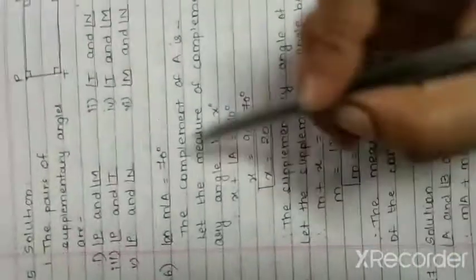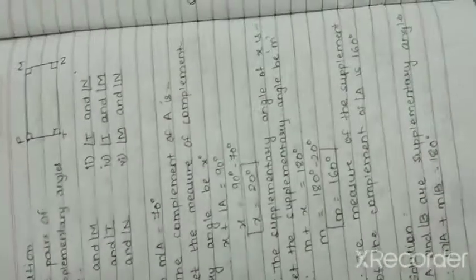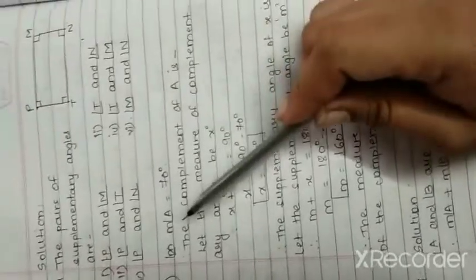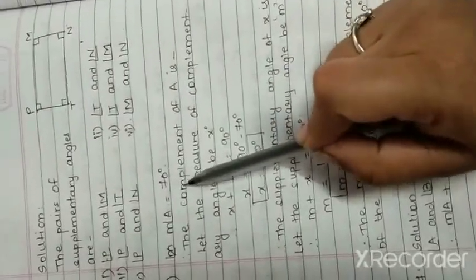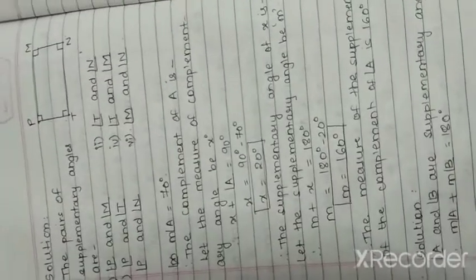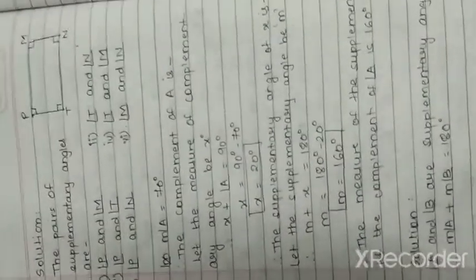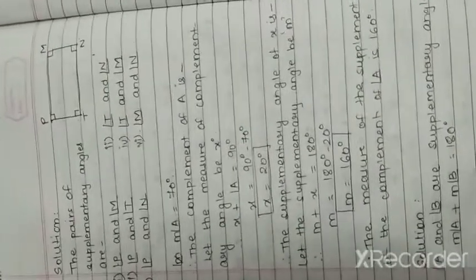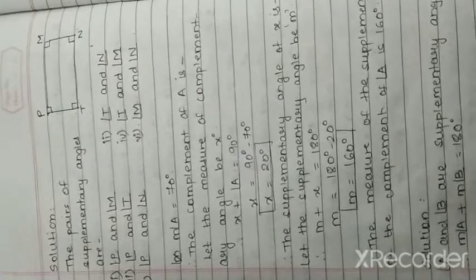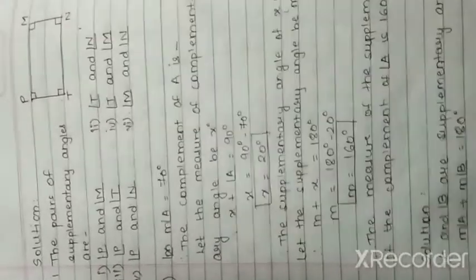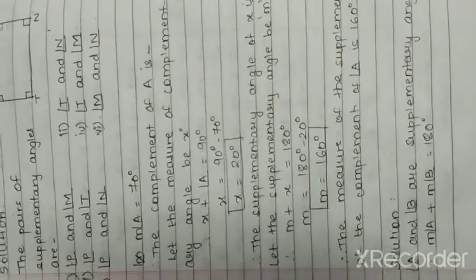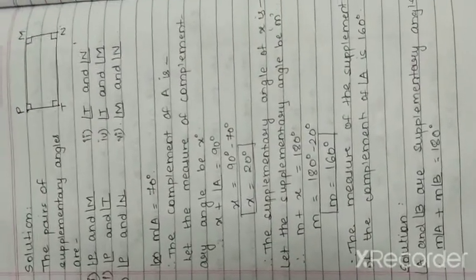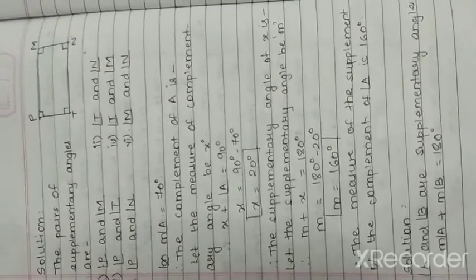We are given a measure of 70 degrees and we are supposed to find the supplement of the complement. So first we need to find the complement of angle A. Let the measure of the complementary angle be x degrees. So x plus A will be 90 degrees, since the addition of complementary angles is 90 degrees. So x equals 90 minus 70, which is 20. So x is 20 degrees. This is the complement of A.